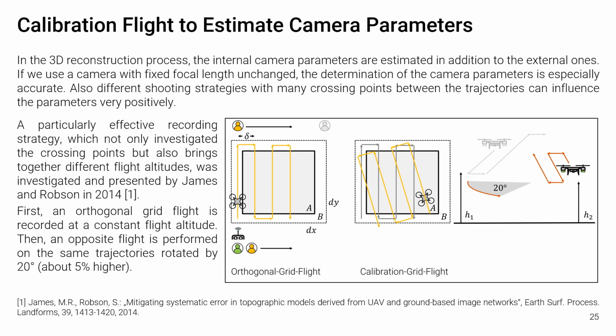A particularly effective recording strategy, which not only investigated the crossing points but also brings together different flight altitudes, was investigated and presented by James and Robson in 2014. First, an orthogonal grid flight is recorded at a constant flight altitude. Then an opposite flight is performed on the same trajectories, rotated by 20 degrees and about 5% higher.